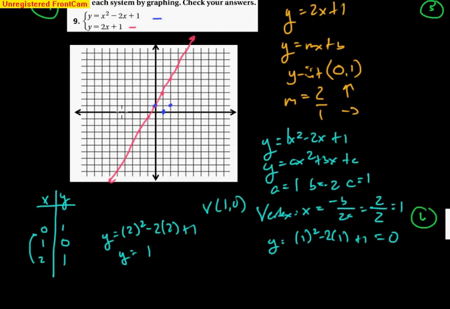And look at that. There's one of the points. 0, 1. That's where they cross. I got 1 so far. Good. Let's try the second set of 2 points. 3. Plug in 3.